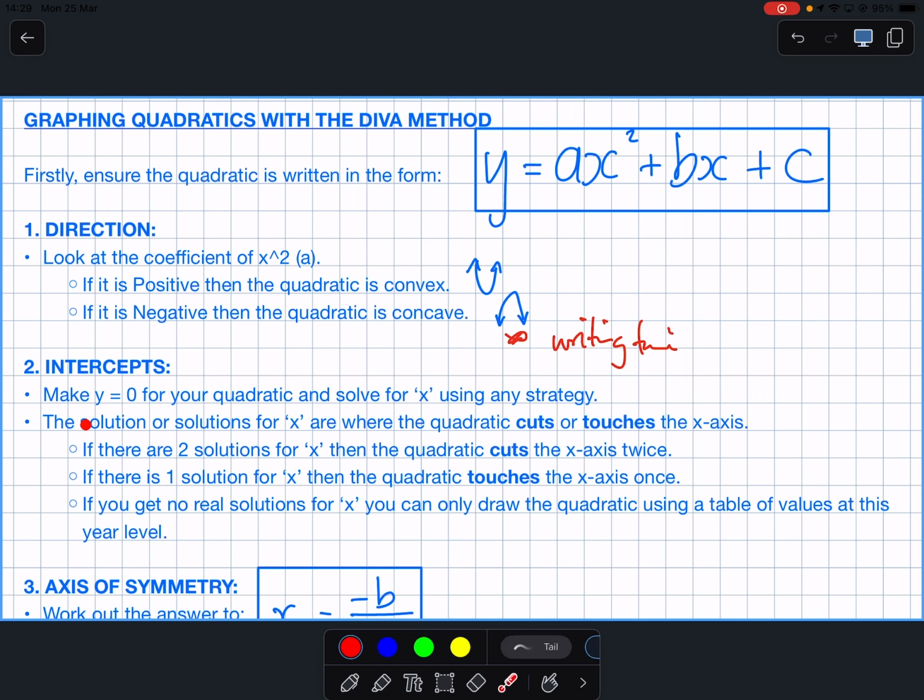What you do, you make y equals 0 for your quadratic and solve for x using any strategy. The last couple of weeks, we've just been showing you how to solve a quadratic. The solutions for x are where the quadratic cuts or touches the x-axis. That's why it's called intercepts. If there's two solutions for x, then the quadratic cuts the x-axis twice. If there's one solution, then it touches the x-axis with the tip. If you get no real solutions for x, you can only draw the quadratic using a table of values in year 10 right now. Writing time, down to here.